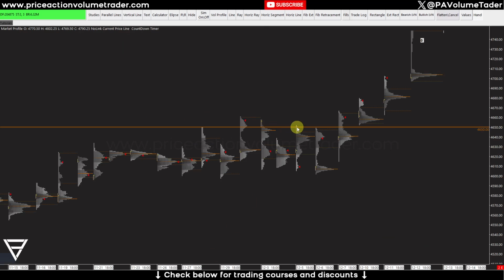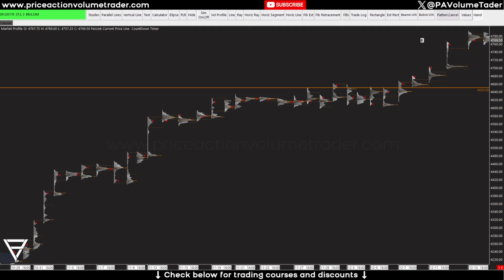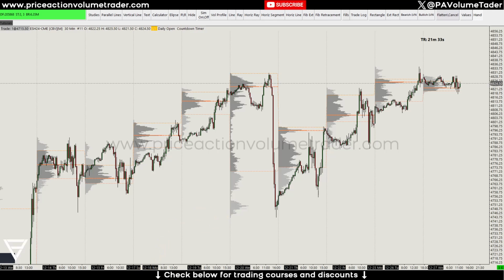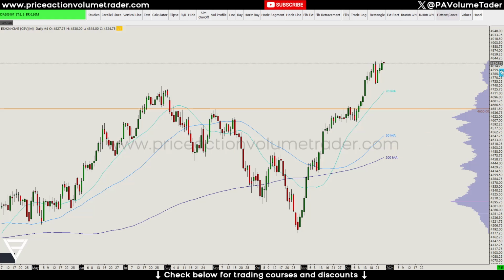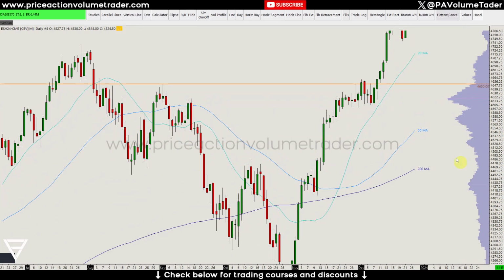Let's go into another example on the S&P 500. If I go into a daily chart, you can see how we had this very important swing high right here, and we're going to see what happens when we came here. You can see we touched this area. Let me zoom in so you can see it easier.